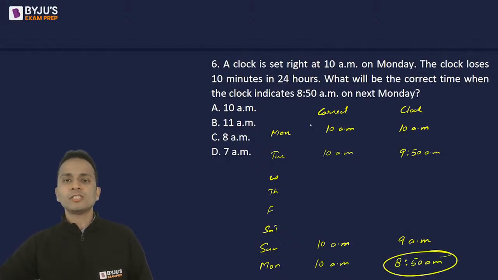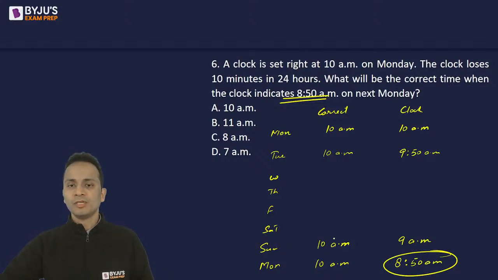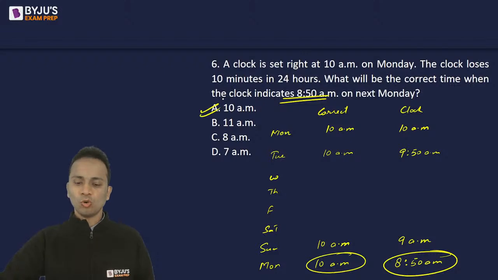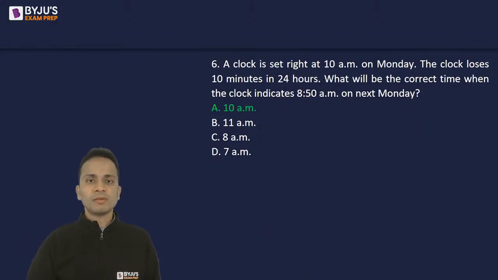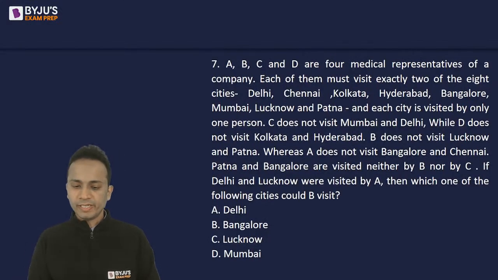So when the clock is showing 8:50 a.m. on the next Monday, the correct time is 10 a.m. So option A is absolutely correct. Okay. So that was question number 6. Let's look at question number 7.